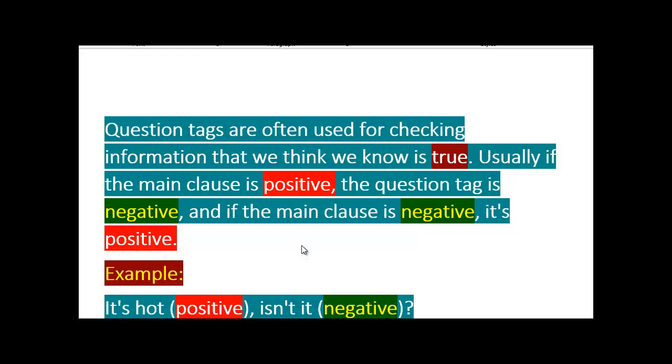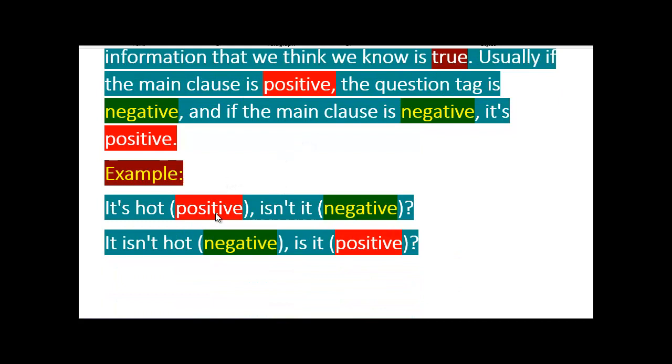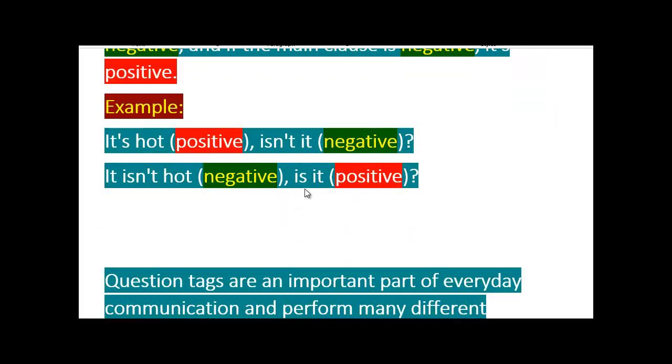And usually, if the statement is positive, the question tag is negative. And if the statement or the clause is negative, the question tag is positive. Here is an example. It's hot, isn't it? It's hot is positive, isn't it? Negative. Or it isn't hot. That's negative. Is it? Positive. Okay. Moving on.